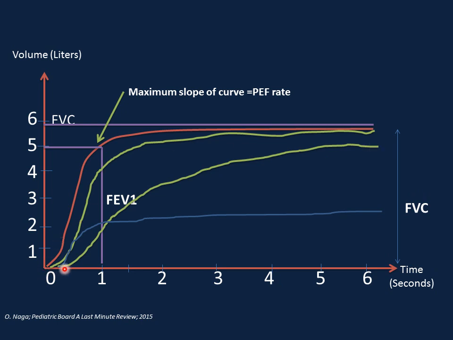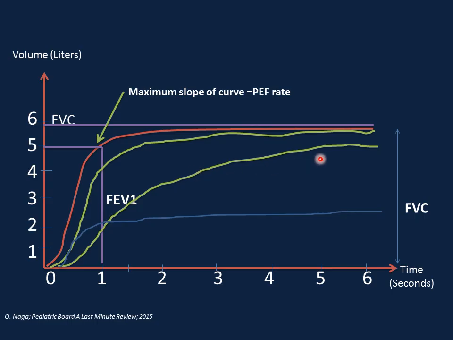The patient with restrictive lung disease, because of reduced lung volume, has a reduced FEV1 and a markedly reduced FVC. So the FVC is always reduced in restrictive lung disease. This curve represents restrictive lung disease.